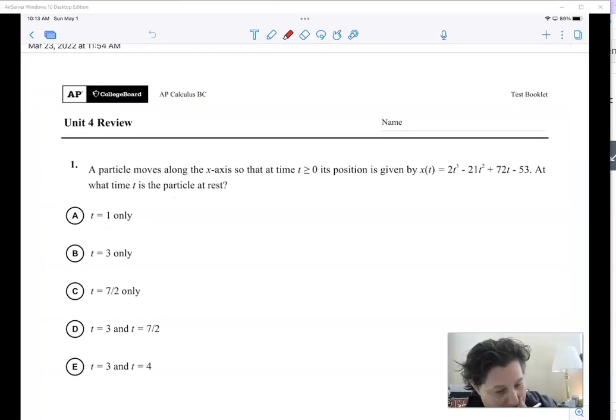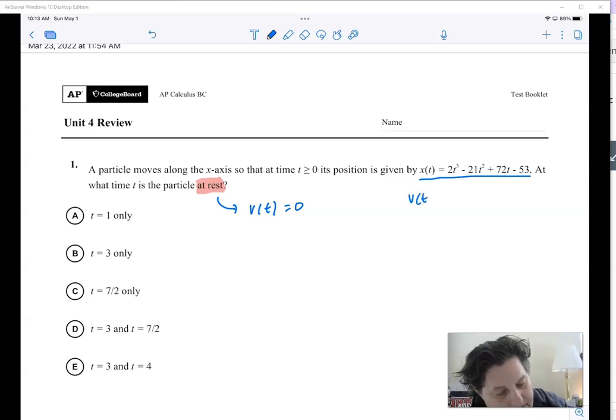We're about to look at some physics review here for Unit 4. Okay, so we have a particle that moves along the x-axis with its position given by... At what time is the particle at rest? With this physics stuff, again, the vocab is really important. We know that at rest means velocity equals 0.